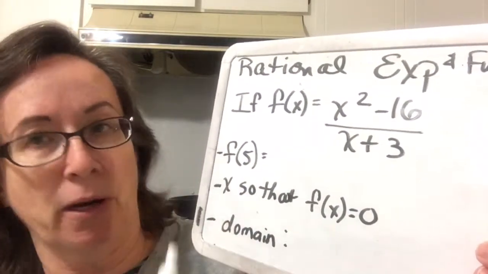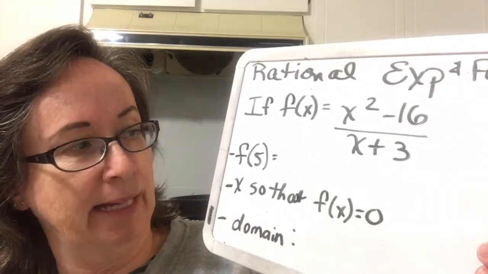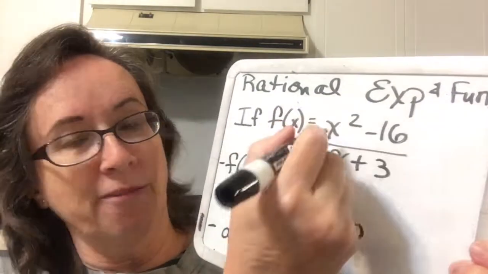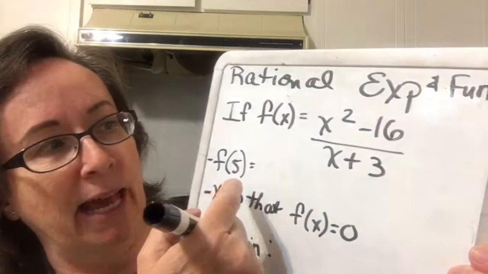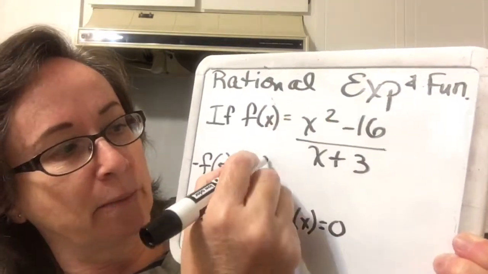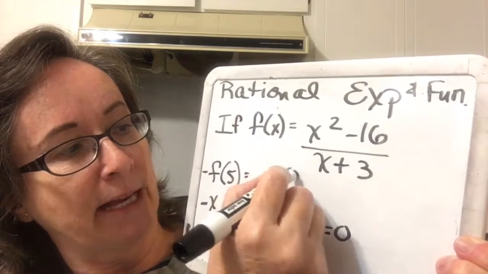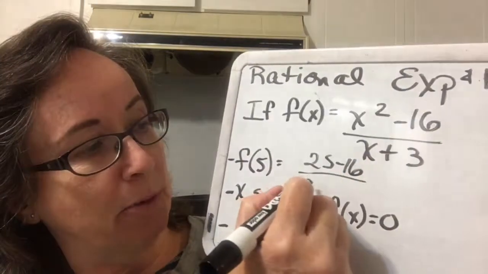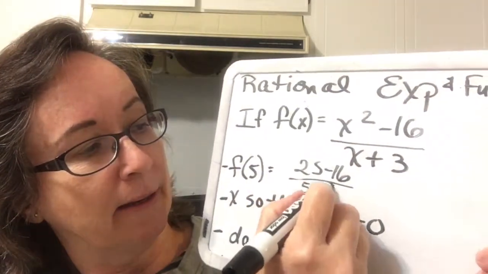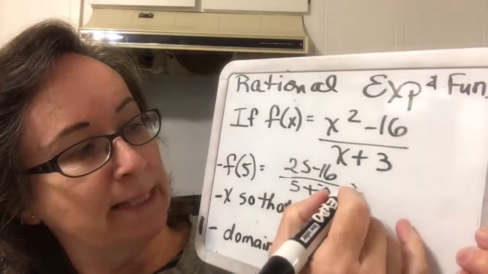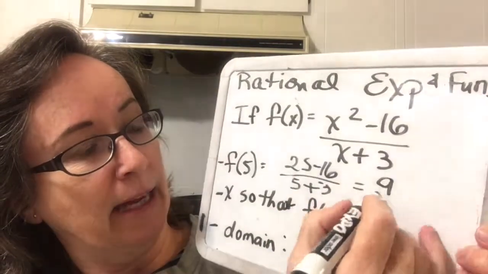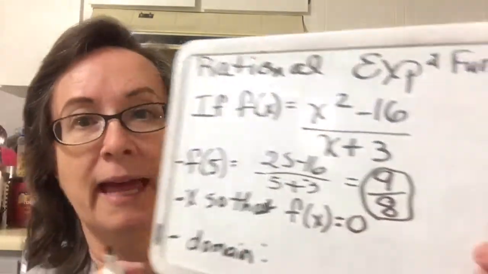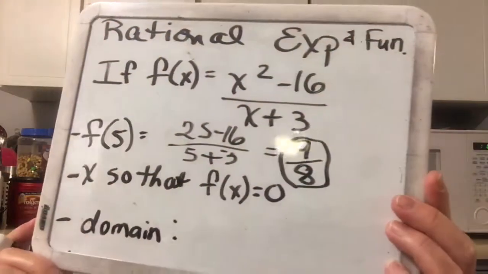This was a three-part question on the study guide, and it said find f of 5, which means that I'm going to go in here and put 5 everywhere that there is an x. So that's going to be 25 take away 16 on the top, and on the bottom it will be 5 plus 3. Then 25 take away 16 is 9, and 5 plus 3 is 8. So the A portion of the answer is 9/8.